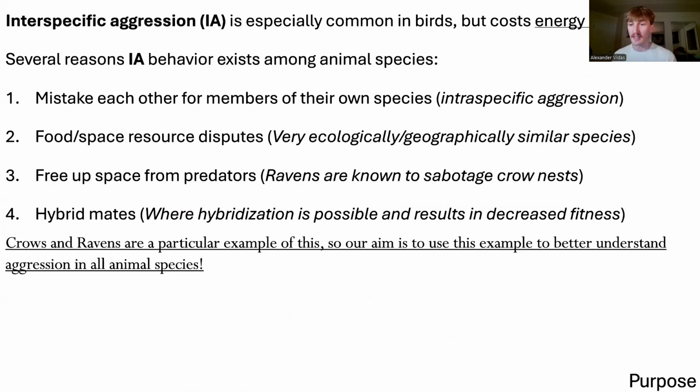Some important background to get into before we start talking about crows and ravens is this concept of interspecific aggression. It's pretty much exactly what it sounds like. It's the aggression or agitations that happen between two different species, typically resulting in some sort of scuffle or fight. It's especially common in birds, as we've seen in previous research. But it costs food, energy, and it can cause some pretty devastating injuries in the species that get involved, of course.